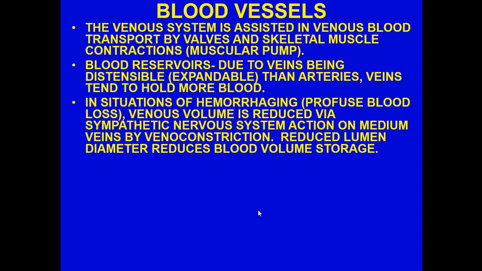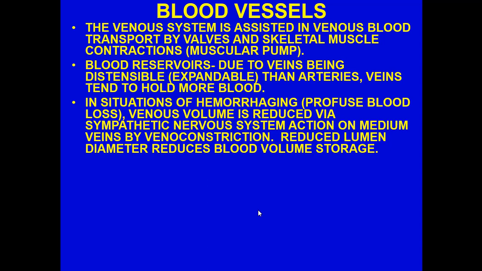Blood reservoirs. This is due to the veins being distendable, in other words, more expandable than the arteries, and they tend to hold more blood. Now, there's another interesting point here. In situations of hemorrhaging, such as profuse blood loss, the venous volume is reduced via the sympathetic nervous system action on the medium veins by venoconstriction. This reduced lumen diameter reduces the blood volume shortage.